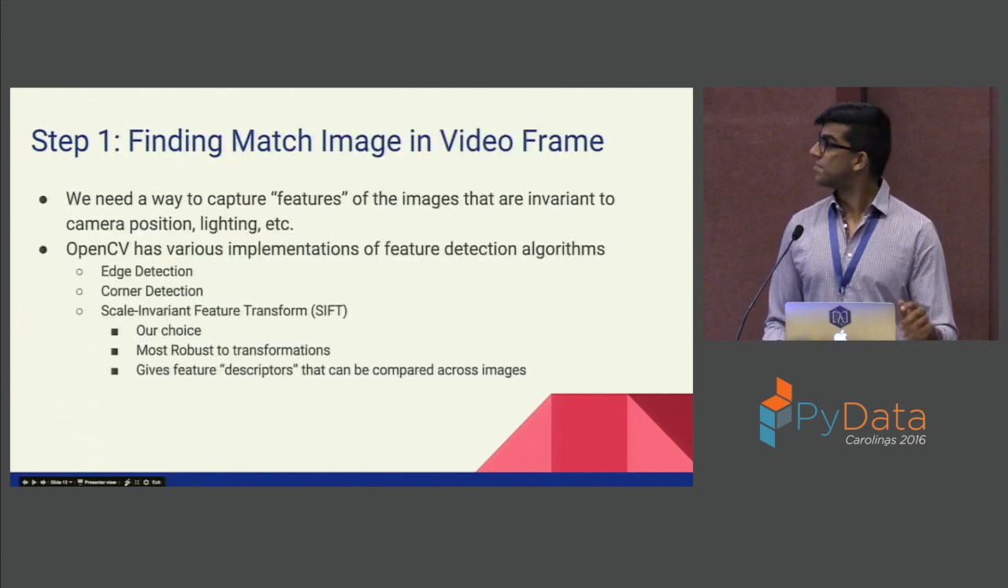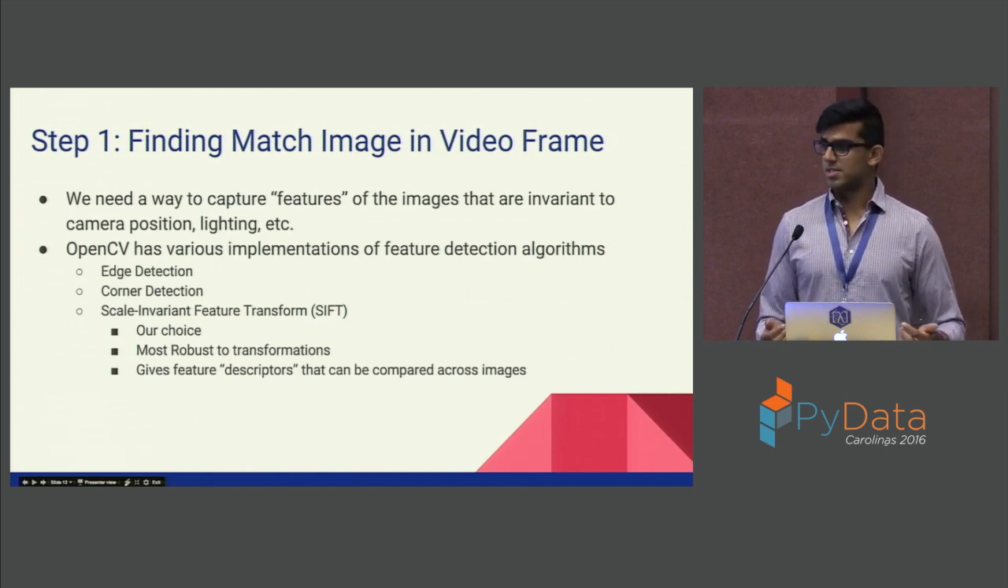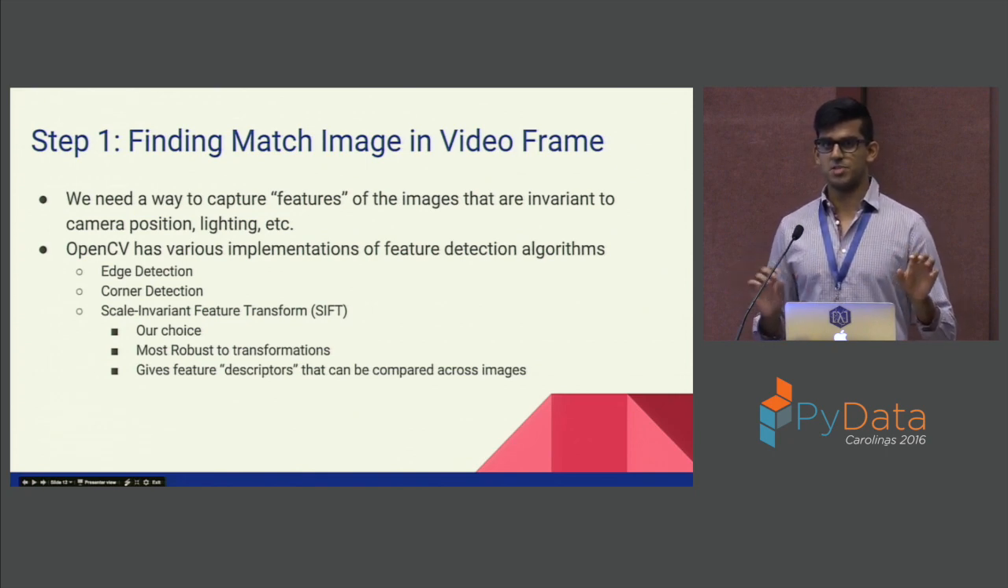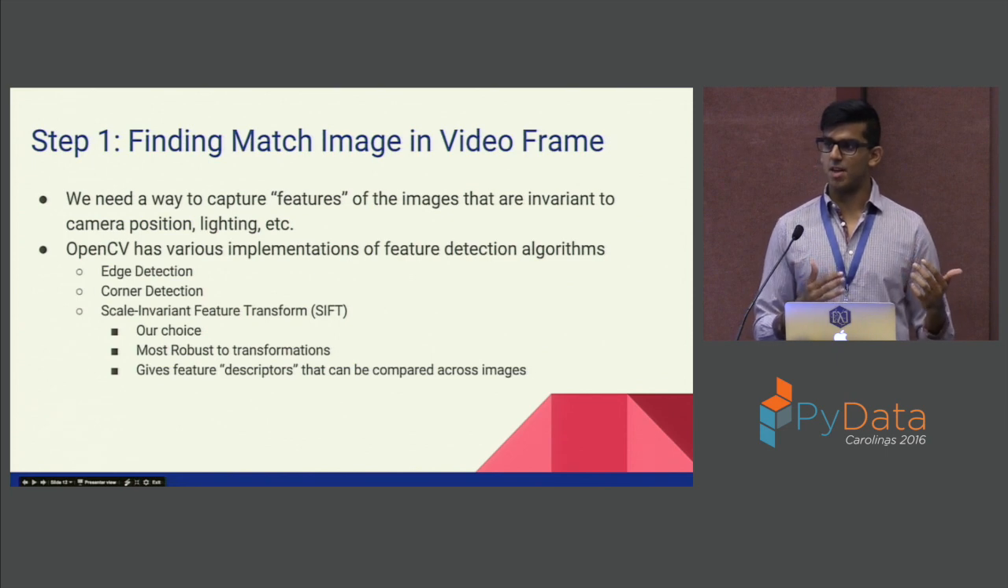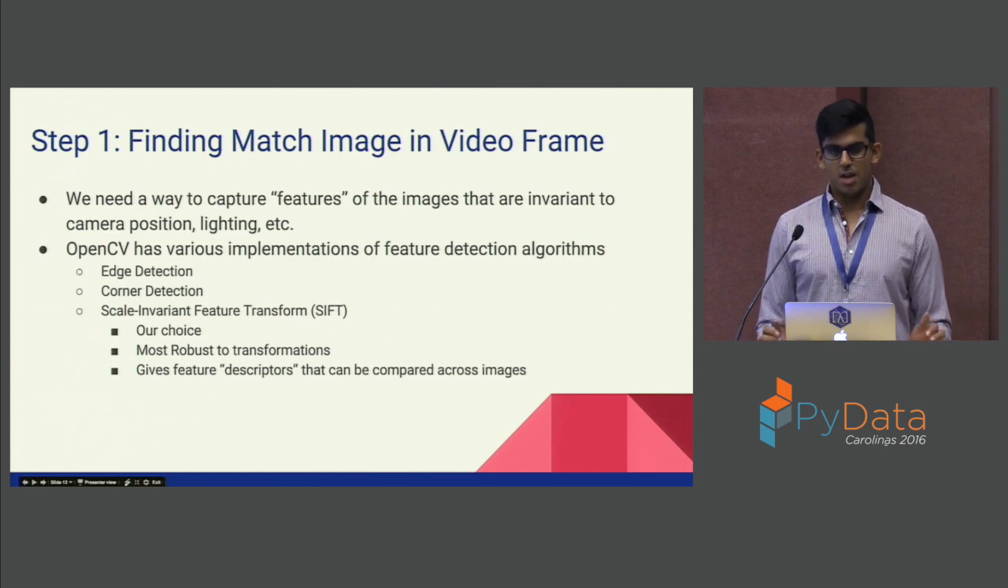So step 1 is finding a match image in our video frame. This seems like a very hard problem, right? You're trying to find an image within another image, but it can be from any perspective. But luckily, it's very well studied within the computer vision community, and there are some pretty good solutions for it. This can be broken down into two substeps. Basically, first we want to find descriptive features of each image that can be compared between the two. And then we want to match features that are similar between the two images.